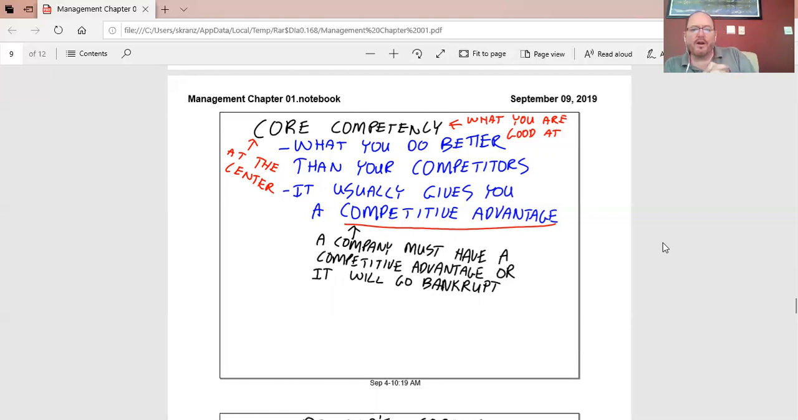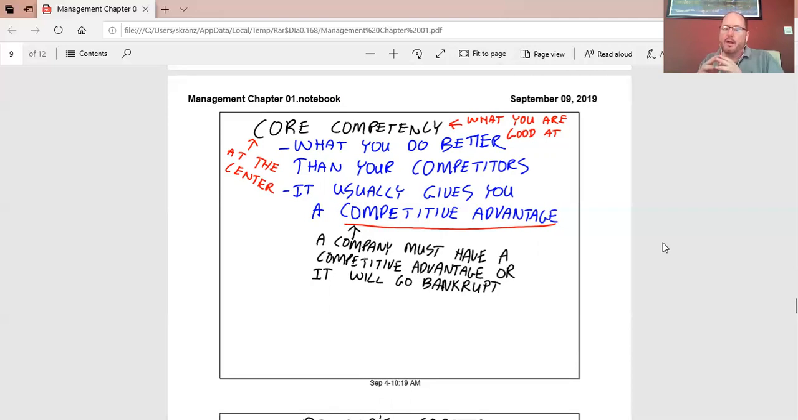Okay, core competency. A core competency, the word core means at your center. This is your core. The word competency means what you are good at. So a core competency is what you do really well. The note should not say what you do better than competitors. It's what you do well, okay? So sorry, my note there is not great. The core competency is what gives you a competitive advantage.